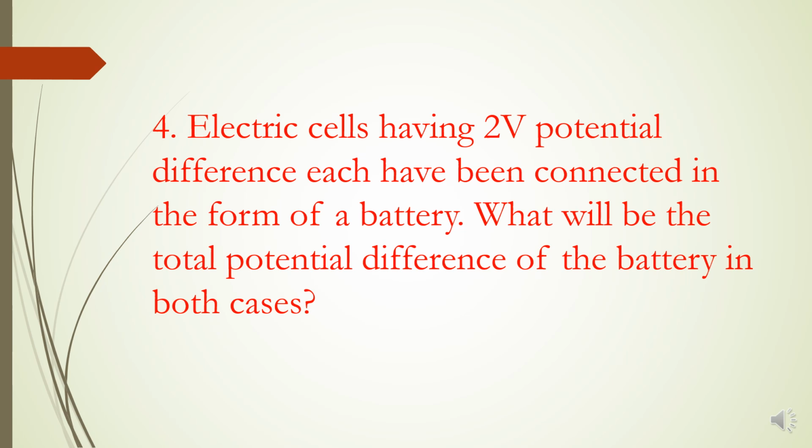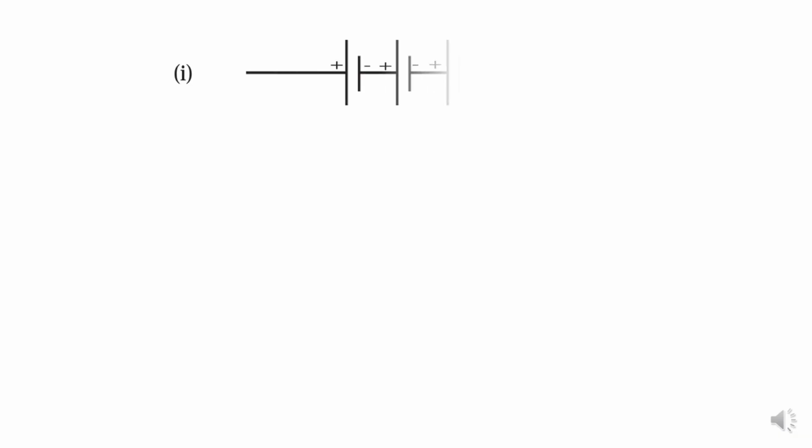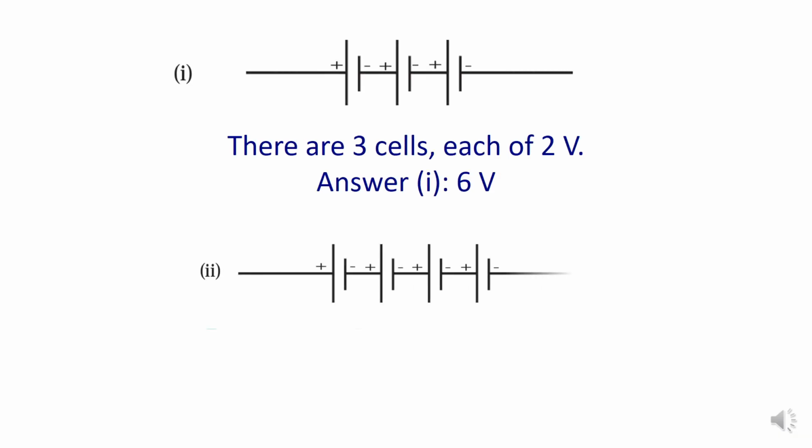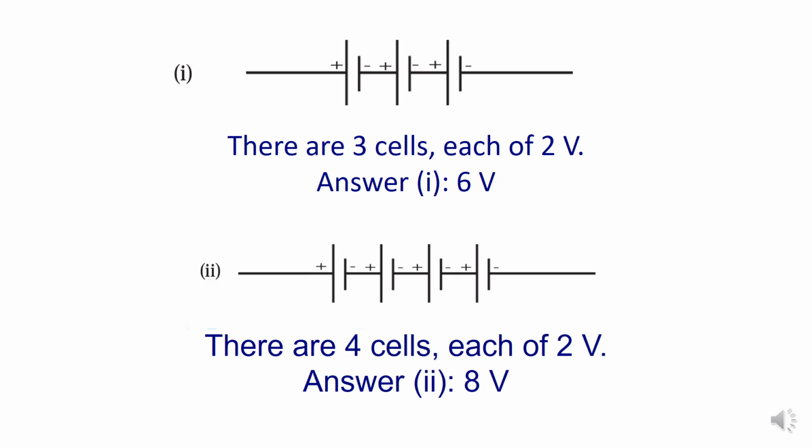Question number 4. Electric cells having 2 volt potential difference each have been connected in the form of a battery. What will be the total potential difference of the battery in both cases? In the first case, there are 3 cells each of 2 volt. So the potential difference is 6 volt. In the second case, there are 4 cells each of 2 volt. So the potential difference is 8 volt.